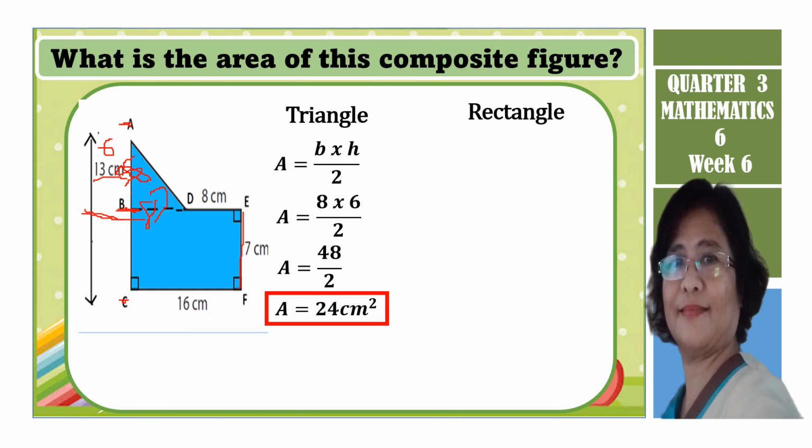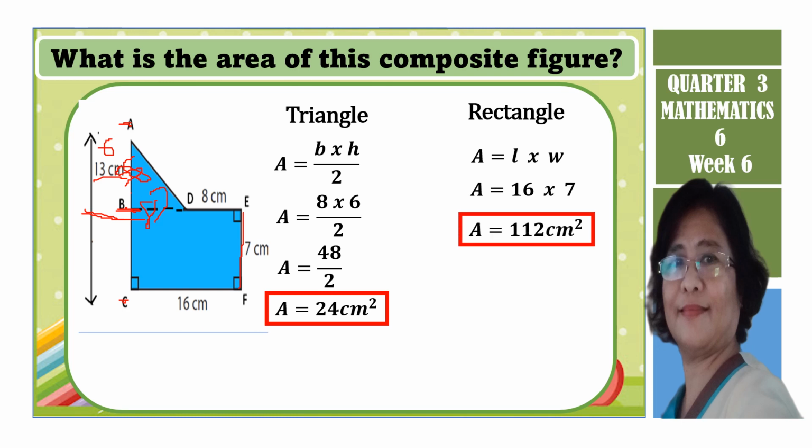Now, let's proceed to rectangle. The formula for rectangle is length times width. So, the value of the length is 16 and the width is 7. So, let's multiply 16 times 7. The answer is 112 centimeters square.